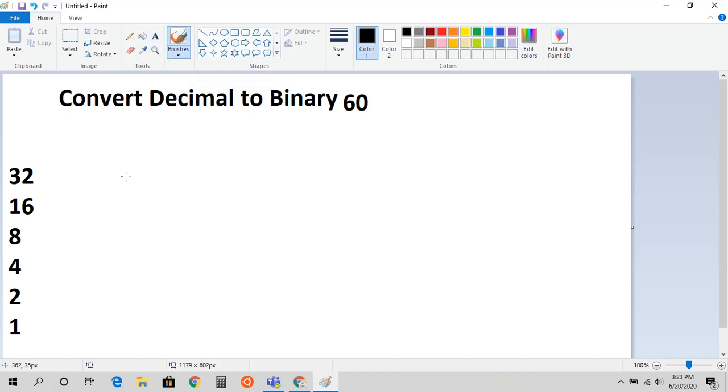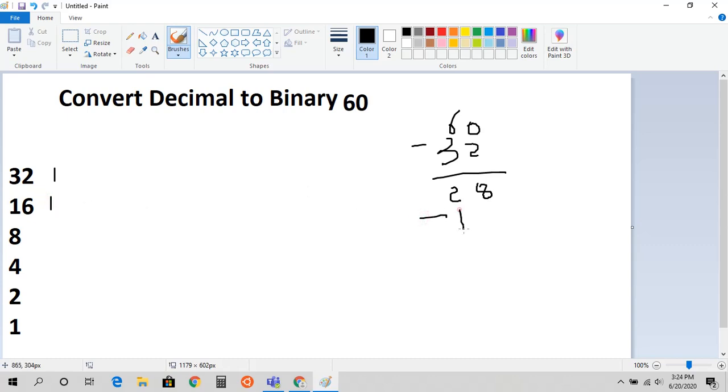Now you have to subtract: 60 minus 32, so basically it's 28. So I'm going to say 1 here. Why? Because 32 is less than 60. That's the reason I'm saying 1. Now 16. Is 16 less than 28? Yes, it is, right? So that's why I'm going to say 1 here.